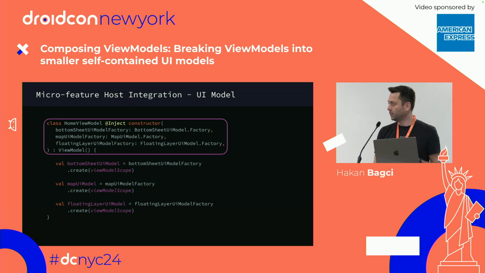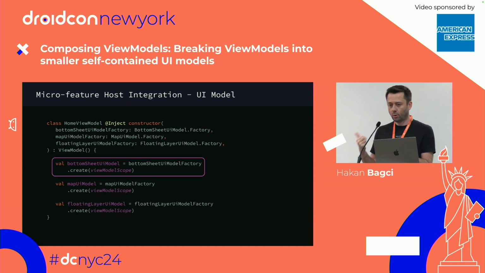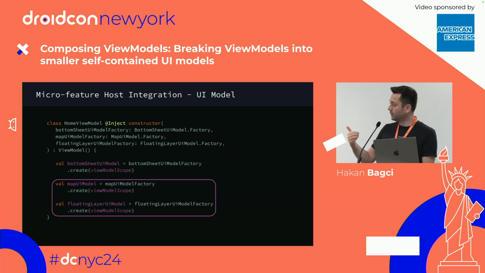For example, bottom sheet UI model has its own factory. Bottom sheet is a host, and bottom sheet UI model is a host UI model and has its own factory. Home view model uses this factory to create an instance of this bottom sheet host UI model. Similarly, we also have UI models for map and floating layer hosts. Actually, what we are doing here is that we are composing our home screen using these host UI models.